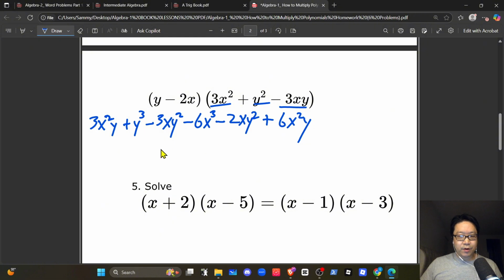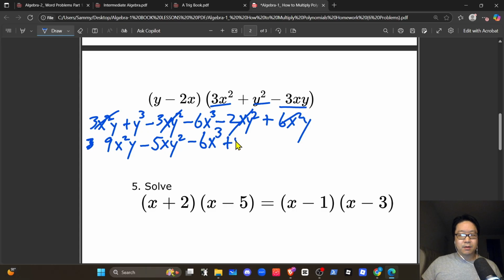And it looks like we have like terms. So I'm going to combine that and that to get 9x squared y. And then we also have the -3xy squared and -2xy squared. So that's going to be -5xy squared. And finally, we have the -6x to the third and then positive y to the third.